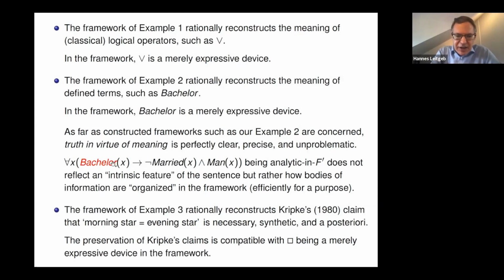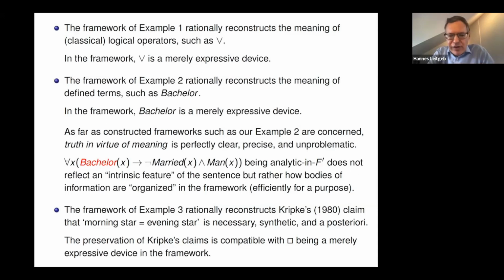The analyticity of this bachelor law doesn't reflect some intrinsic feature of the sentence anyway, but rather how bodies of information are organized in the underlying framework. The bachelor information is organized and interweaved with the unmarried and man information in the framework because we've built the framework in that way. If it was built differently, then this law might become an empirical law, and it's not analytic in the other framework anymore. That's how I think of analyticity.